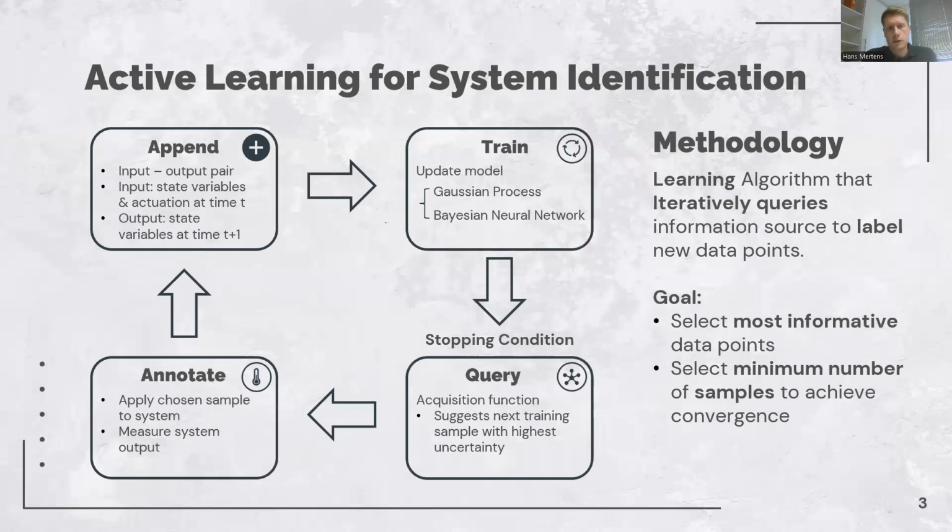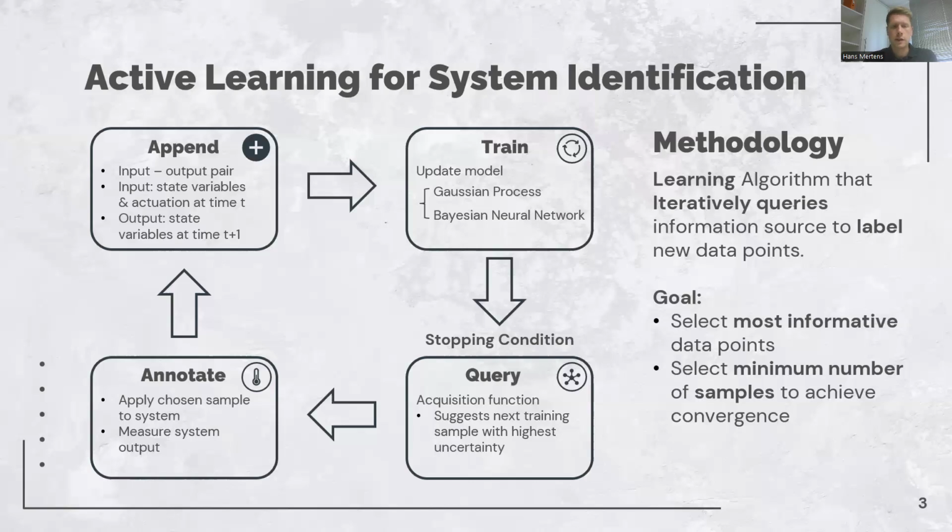How does active learning for system identification generally work? We have this iterative algorithm where we train either a Gaussian process or a Bayesian neural network model in each iteration. What's nice about these models is that we can query the model and ask it, out of all the possible inputs I'm presenting you here, which one of these are you most uncertain about? And then we select these inputs because we expect the model to gain the most information from being trained on this input down the line.